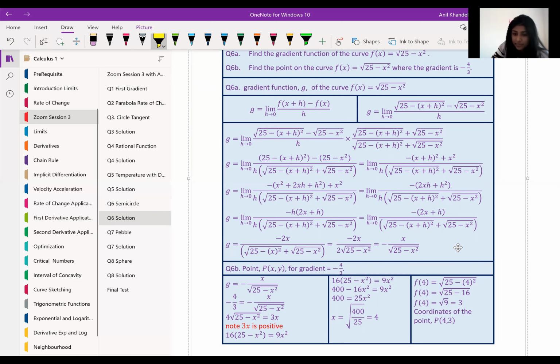When you do it algebraically as shown here, here is a very tricky step. We have minus 4 over 3 equals the gradient itself, because we are given that the gradient is minus 4 over 3, correct? And you get an expression which is x over square root of 25 minus x squared. Now, when you equate them and solve at this particular stage, you know square root is always positive, right? And so the value of x has to be positive. So the note which I have written here in red, that 3x has to be positive.